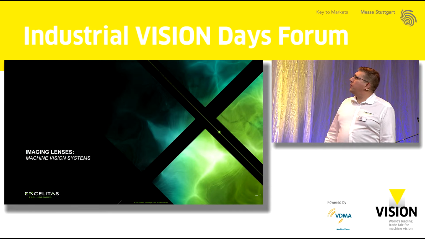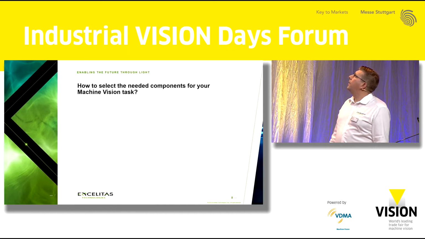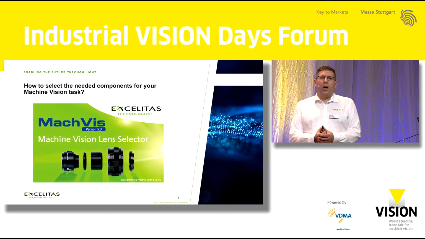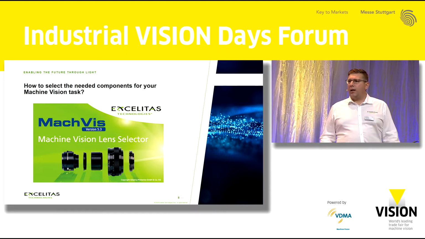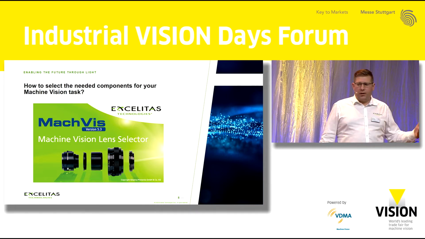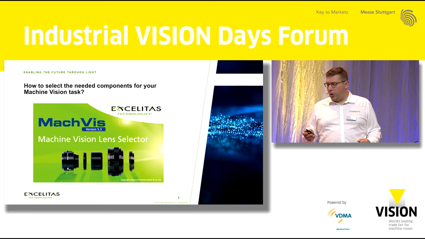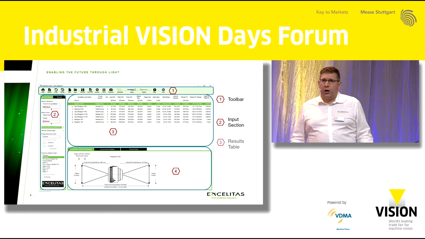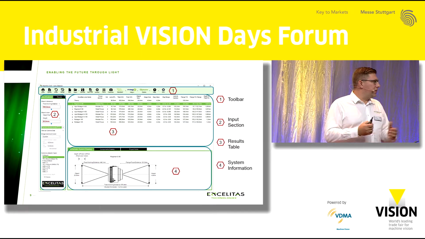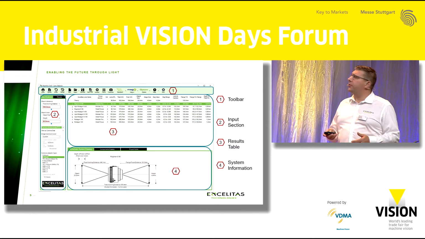Okay, now I want to start with the imaging lenses and our machine vision systems. And the question is how to select the needed components for your machine vision tasks and application. And our answer is the Machwis software. We provide a software. This is a machine vision lens selector and configurator. And today I want to show you how it works. I will not go into detail today in this 10-15 minute talk. Therefore, I want to give a rough overview.